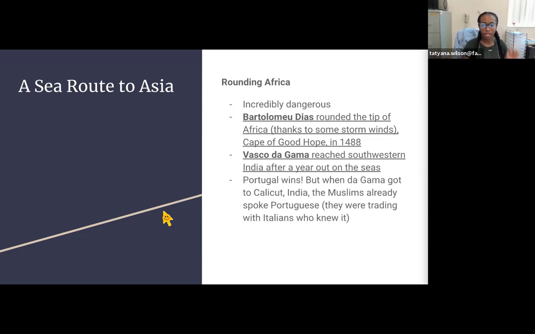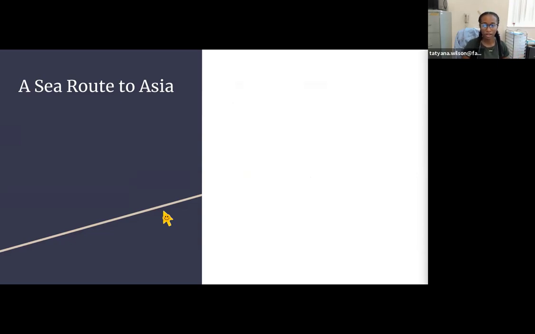But again, Bartholomew Diaz and Vasco da Gama will get around Africa. Da Gama is also going to make 2 more trips, and he's going to eventually govern a small colony in India, which will be very important if I was teaching European history, but not so important for us in American history.